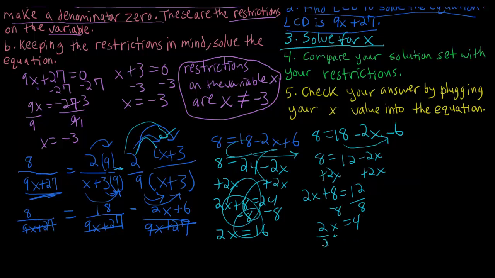To get x by itself, divide both sides by 2. And then you have 4 over 2. x equals 4 over 2. 2 goes into 2 once. 2 goes into 4 twice. So x equals 2. And we want to put that in the brackets.